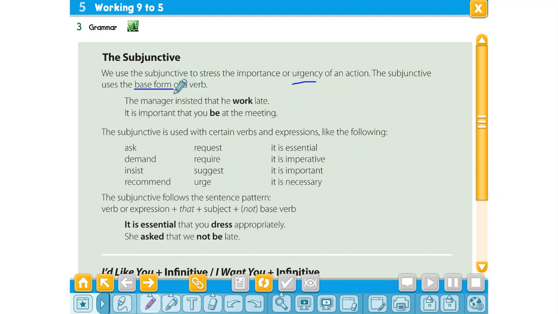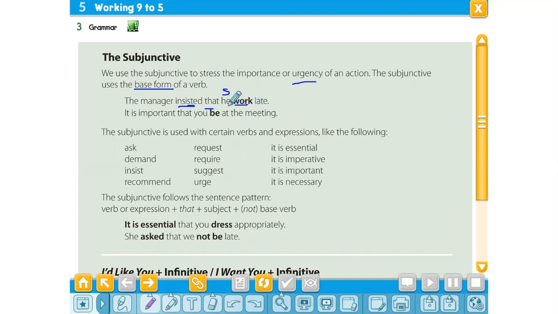Okay. The first example, the manager insisted that he work late. Here, I use insisted. Insisted is a subjunctive verb. After that, I use that, then subject and the base form, work. Okay, pay attention. He work.